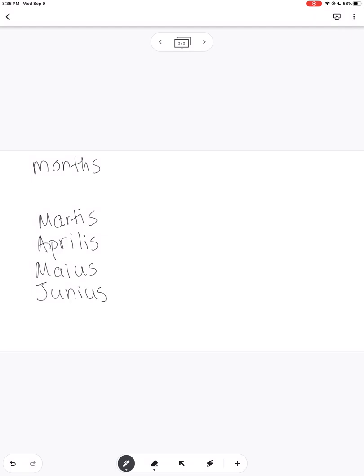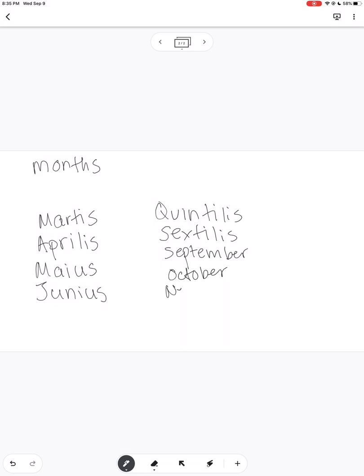So, let's take a look at some of the other things we have on a calendar. We now have 12 months. Originally it was 10 months, and they had Martis, Aprilis, Maius, Junius, Quintilis, Sextilis, September, October, November, and December.